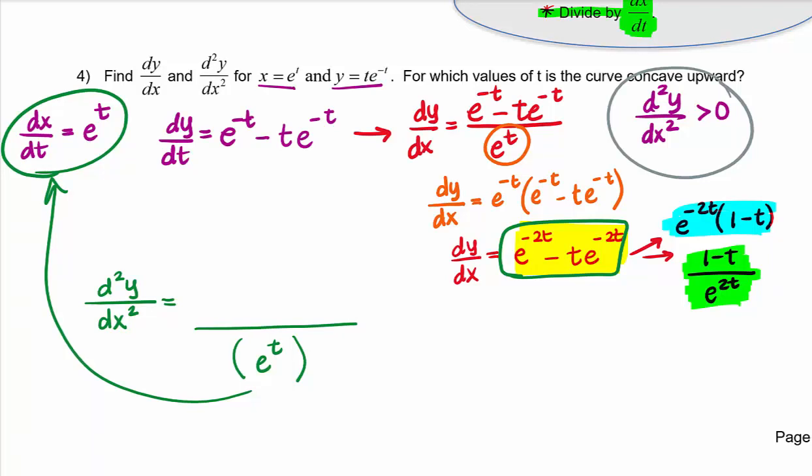So in the numerator will be the derivative of my derivative, so the derivative of the yellow. So that's chain rule, so negative 2e to the negative 2t.